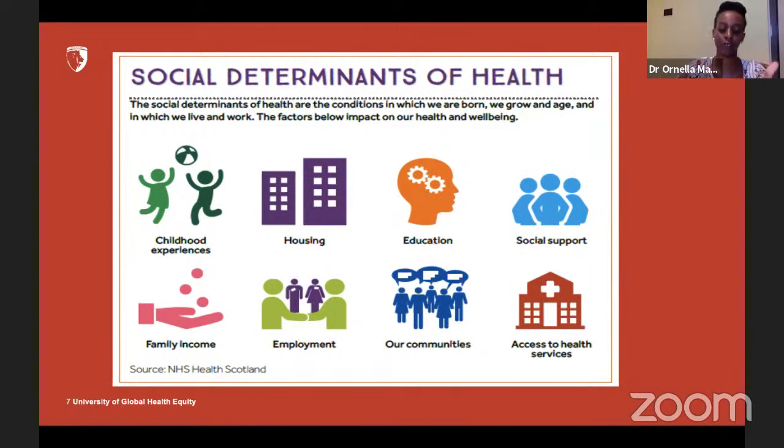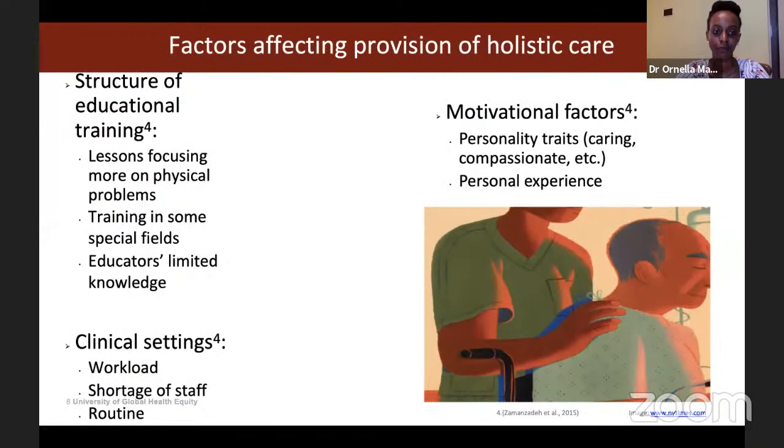After assessing the physical status or the presenting complaint of that patient, go beyond and also look at his education status. Does he have enough social support? How is his working environment? How is his family income? So we are called to look beyond what we see that the patient is presenting. Next.